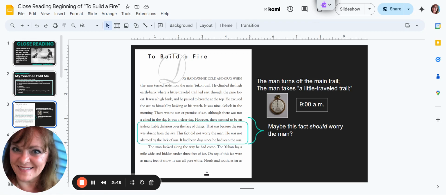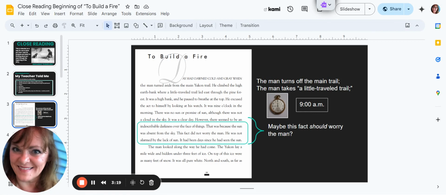To Build a Fire. Day had dawned cold and gray when the man turned aside from the main Yukon Trail. He climbed the high earth bank where a little traveled trail led east through the pine forest. It was a high bank and he paused to breathe at the top. He excused the act to himself by looking at his watch. It was 9 o'clock in the morning. There was no sun or promise of sun, although there was not a cloud in the sky.